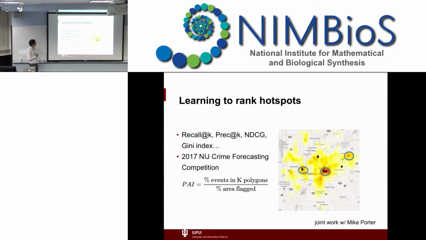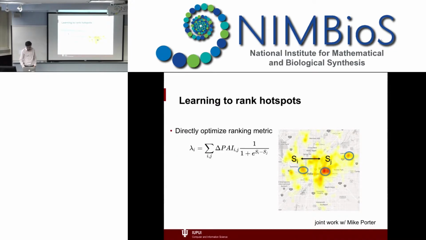There was a 2017 National Institute of Justice forecasting competition to try to do this exact thing. In particular, in Portland, Oregon, you were asked to maximize the amount of crime captured given you could only make a certain number of predictions in Portland. And then different teams competed. So we've borrowed methods from information retrieval to do this.